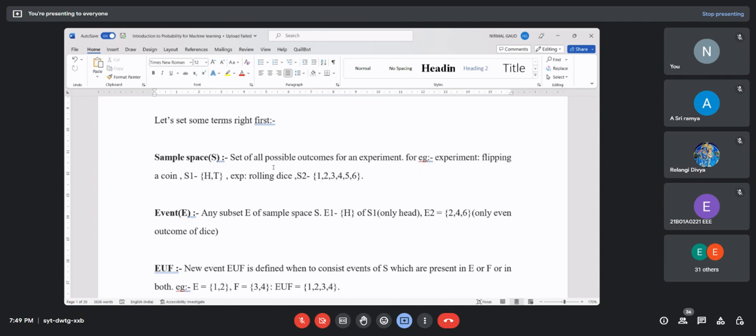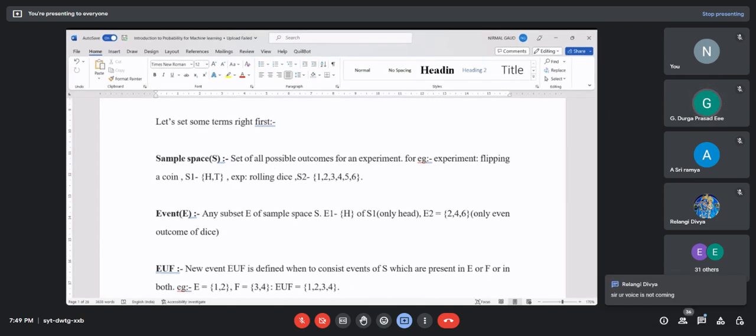Second, if you are rolling a dice, and a dice comprises six numbers, 1, 2, 3, 4, 5, 6, what are the possible outcomes for rolling a dice? What is the sample space? Any question, please let me know.